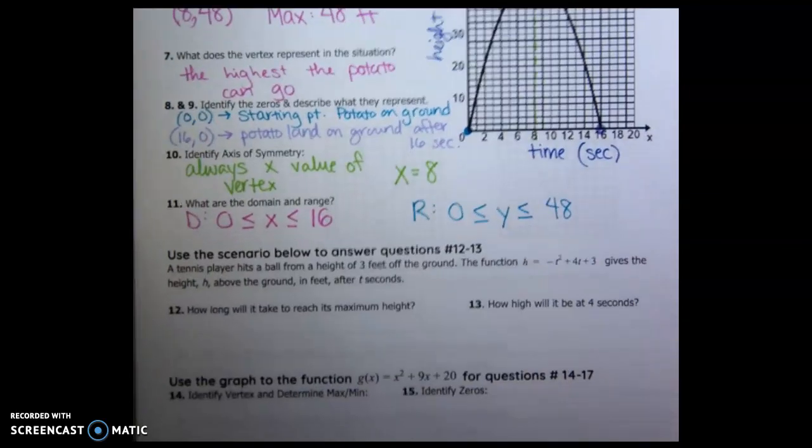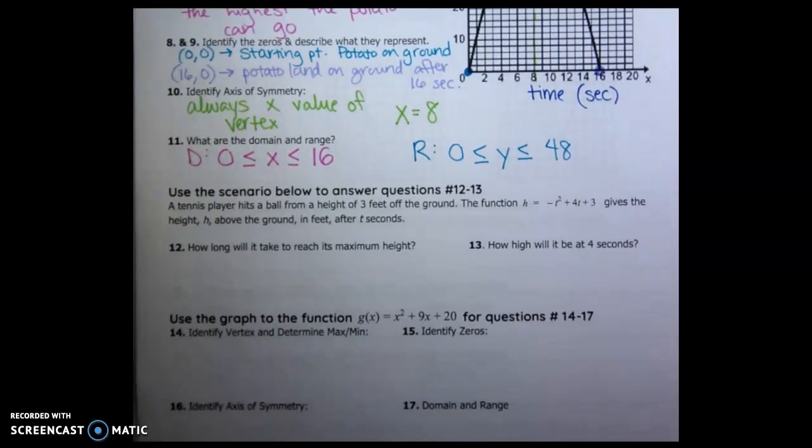Alright, we're also going to do 12 and 13. It says a tennis player hits a ball from a height of 3 feet off the ground. The function h equals -t² + 4t + 3 gives the height above the ground in feet after t seconds. So this one, they don't give me a graph, so I have to use a calculator.